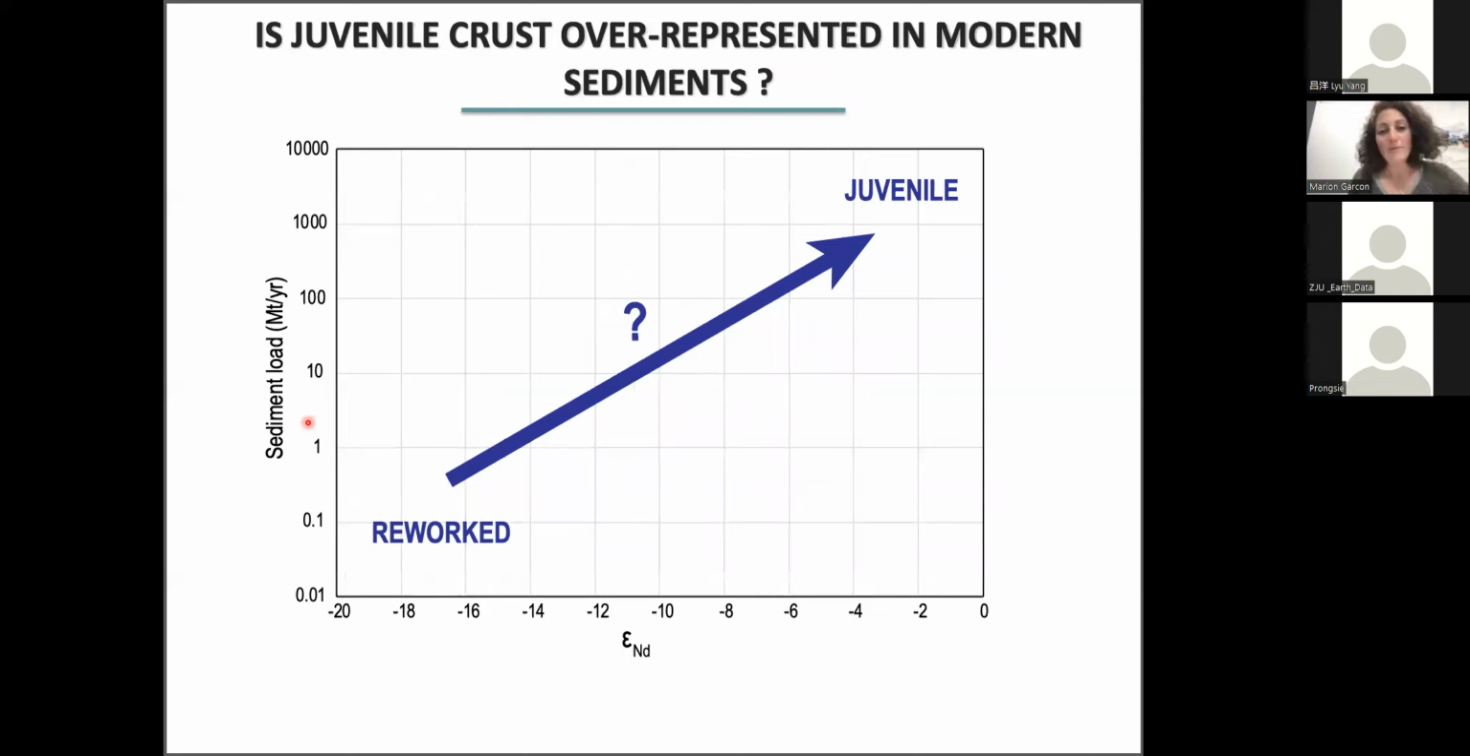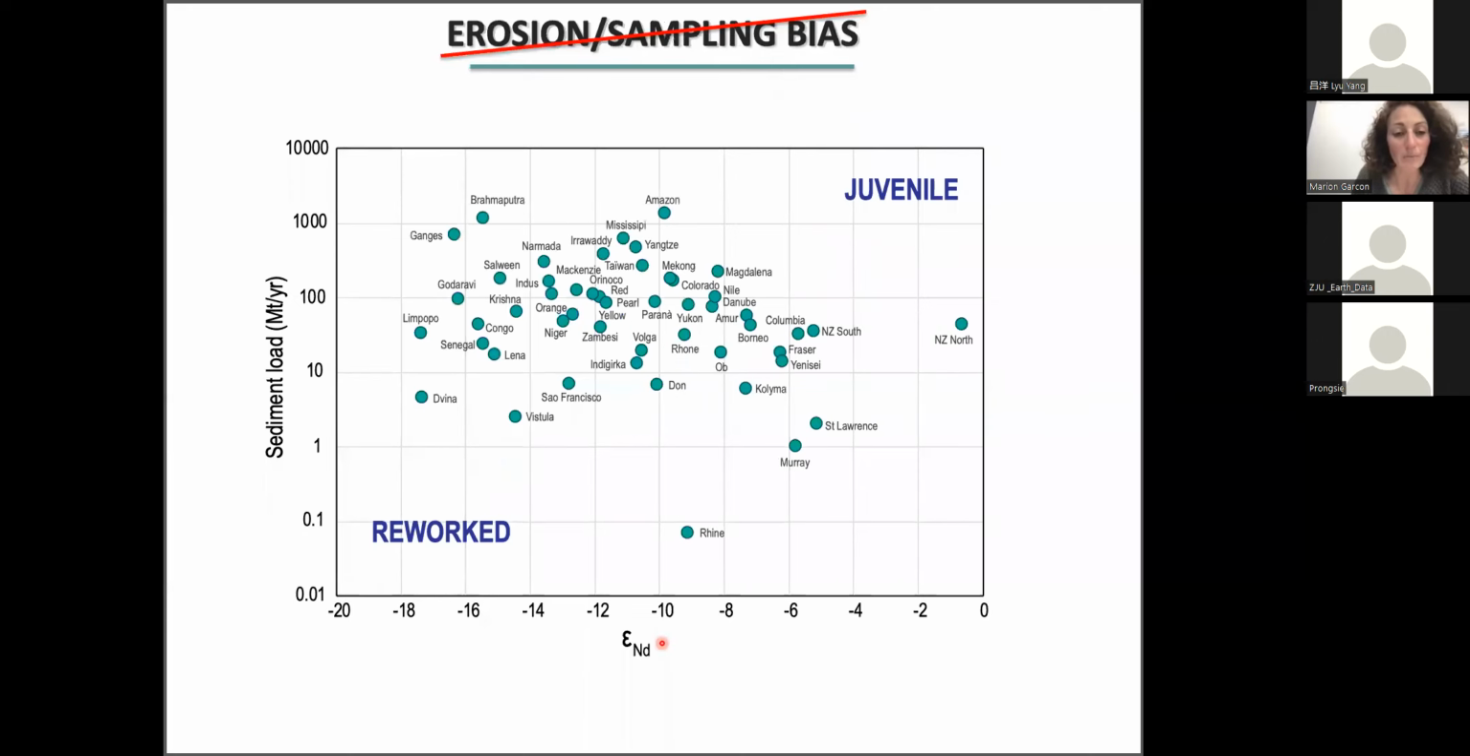So if we have this bias I was talking about, or the bias mentioned by Allegre also, you would expect that the rivers that have the highest sediment load also have the most juvenile composition, if juvenile crust is preferentially exposed in high topography areas. So you would expect this trend with epsilon neodymium, the isotopic composition of neodymium. And this is what you get. So you get no correlation at all. At least not something like this. Maybe you have something like this, but this is another story. Well, I would say no correlation at all.